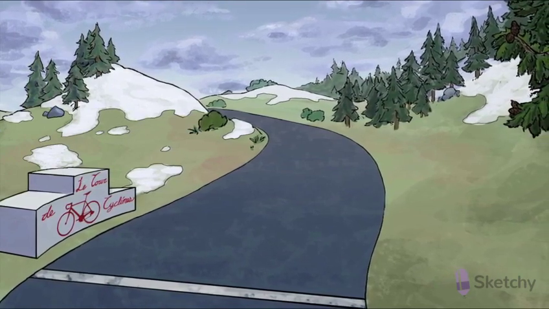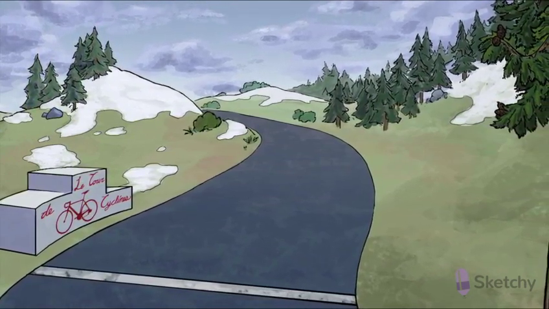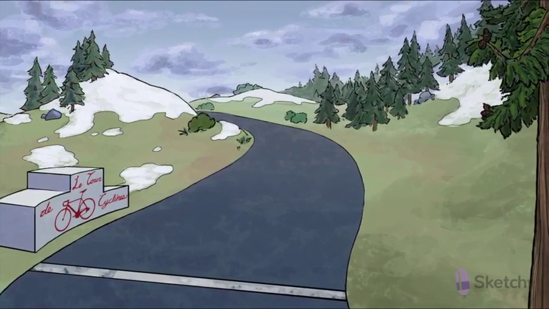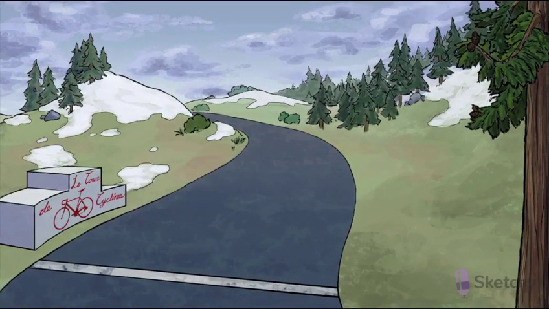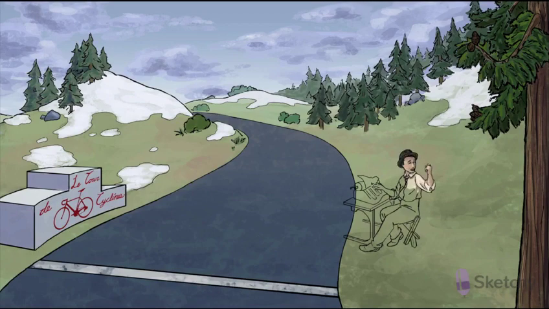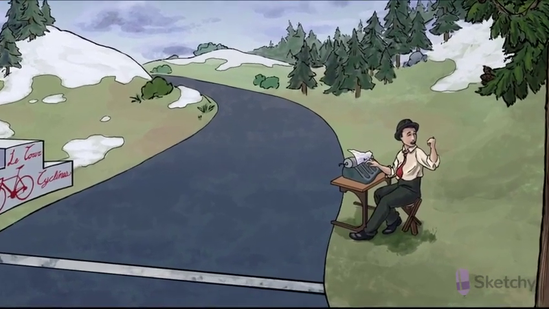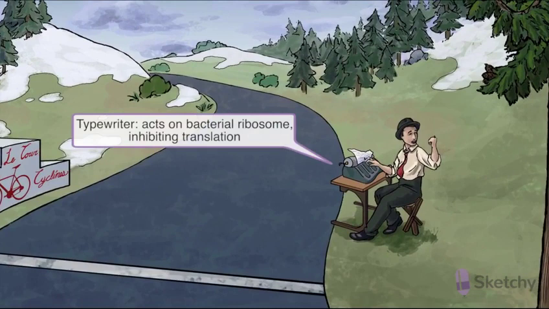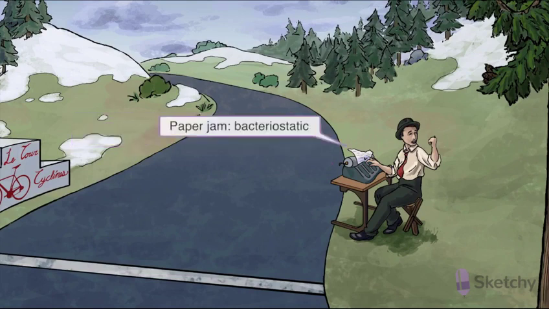First, let's go over mechanism of action. Tetracyclines work by entering microorganisms and concentrating inside the cell. Once inside, they bind reversibly to the 30S ribosomal subunit, blocking tRNA binding and halting peptide formation. This will be represented by a French reporter at the scene typing furiously about today's results. Notice that his typewriter looks kind of like a ribosome. He's trying to translate today's announcements, but he's hindered by a paper jam. Whenever you see the typewriter, think bacteriostatic.